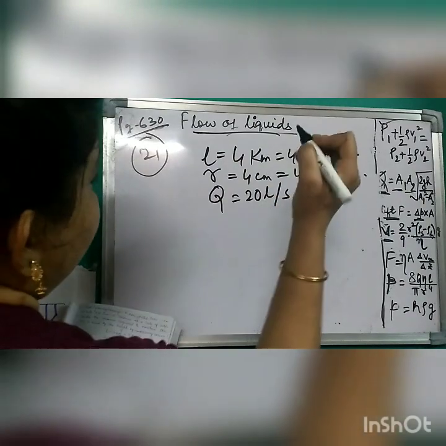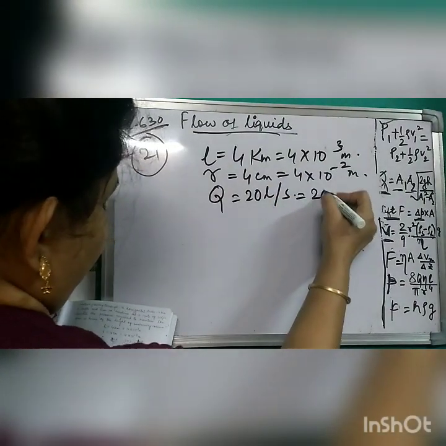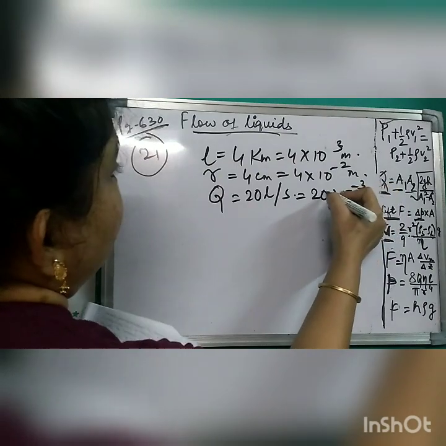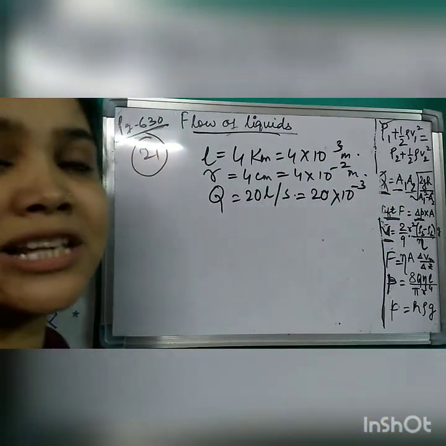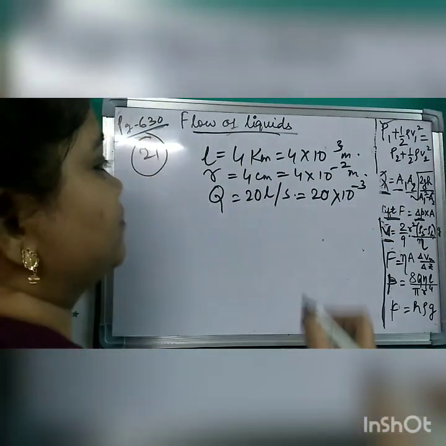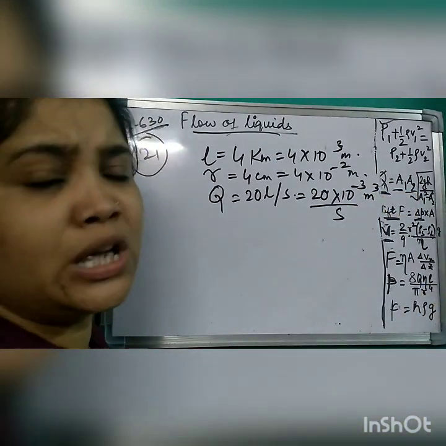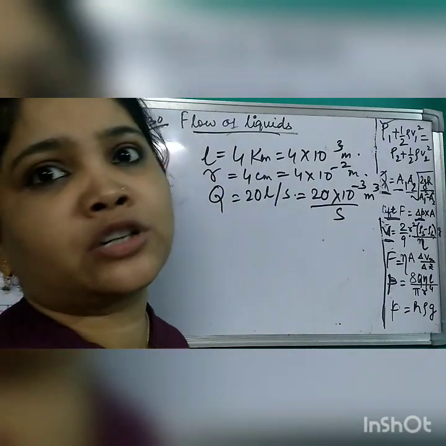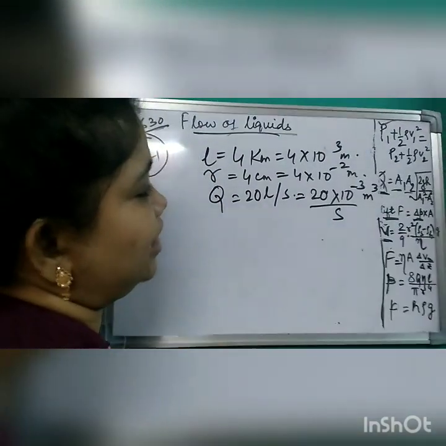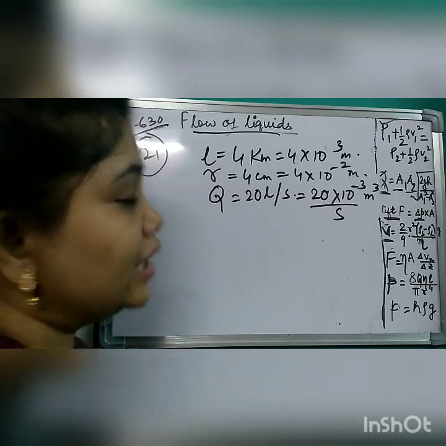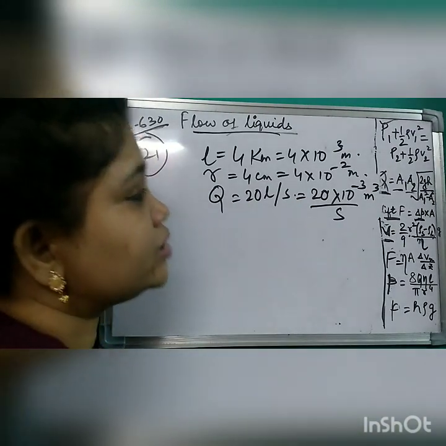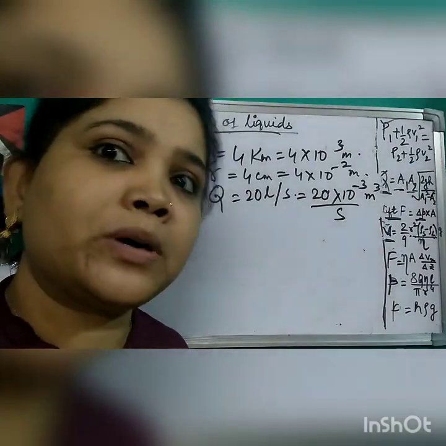at a rate of 20 liter per second. That means Q is given as 20 liter per second. What is 20 liters? It is nothing but 20 into 10 to the minus 3. Remember that 1 liter is 10 to the minus 3 meter cube. So we will convert liter into meter cube. As it is in second, we don't have to do anything. If it is in minutes or hours, then you have to convert it into second. But if the time is given in second, it's okay. That means your Q becomes 20 into 10 to the minus 3 meter cube per second.